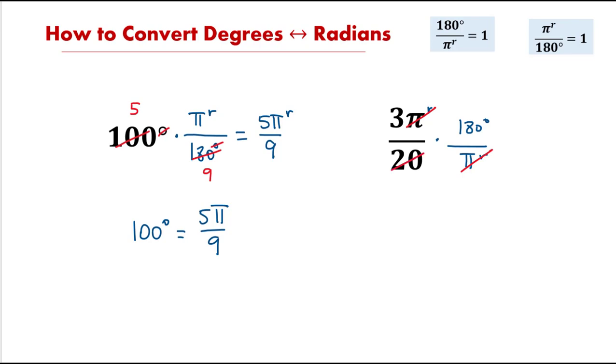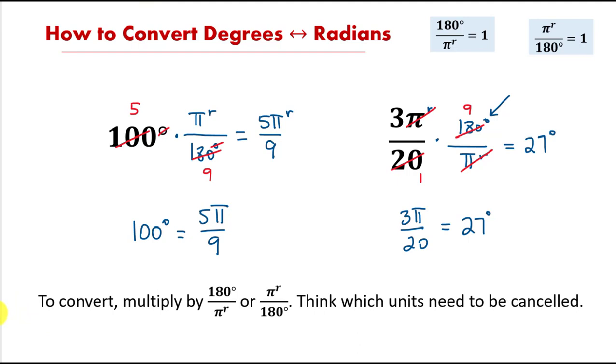Okay, looks like we can divide out 20, so it's going to be 1 in the denominator and 9 in the numerator. Let's multiply out everything we have left. So that's going to be 27 degrees, right? Don't forget that here we have that degree symbol. Well, that means that 3 pi over 20 radians equals 27 degrees. So yeah, that's basically the way we perform conversion between degrees and radians.